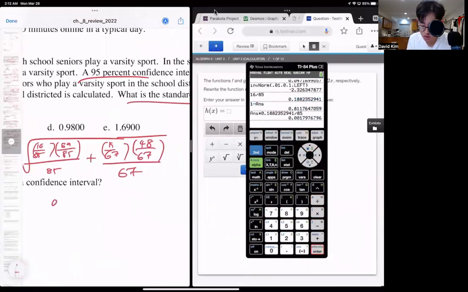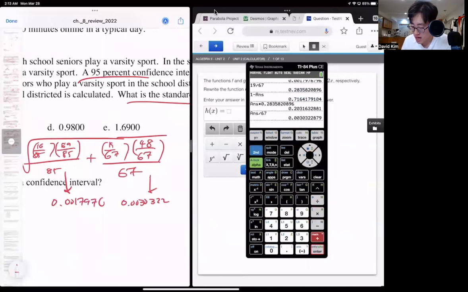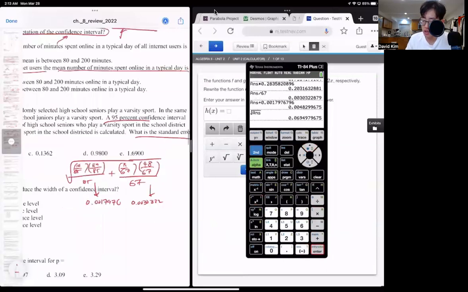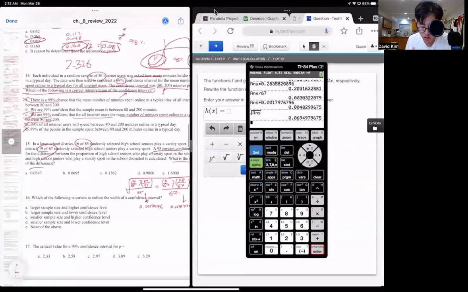So that gives me about 0.0017976 for this one fraction. What is that? 19 out of 40 over 67. 1 minus that answer, and then times 0.28 divided by 67. So I get 0.003032. So that's that one. Now, when you add that up with this answer that we have from before, square root the whole deal, you get 0.0694. So that should be B for number 15.